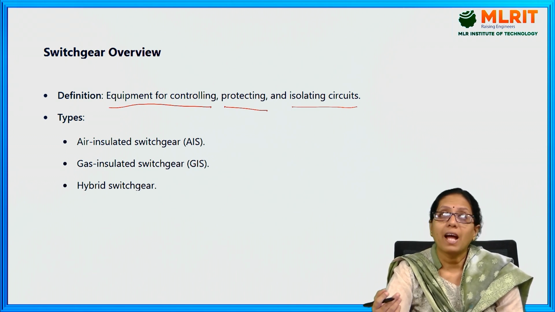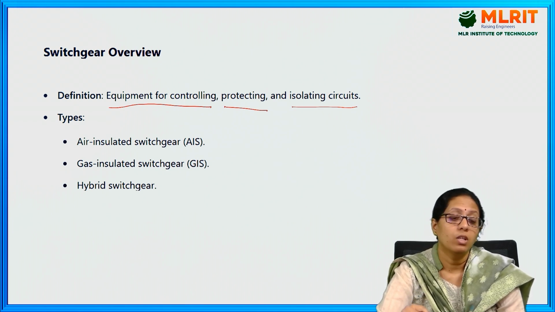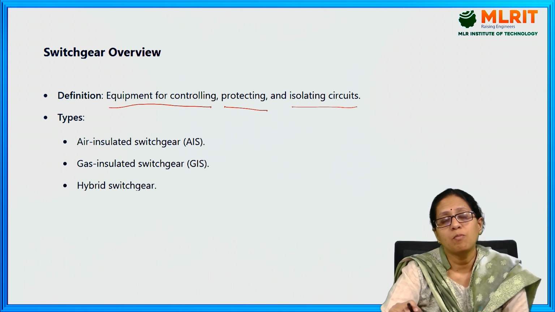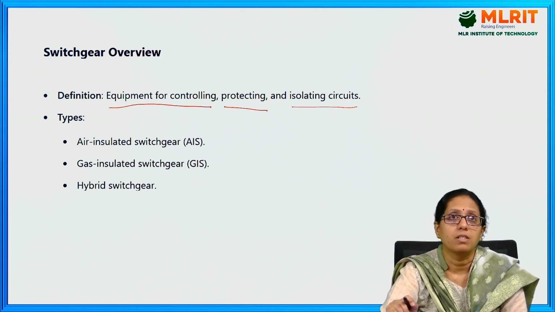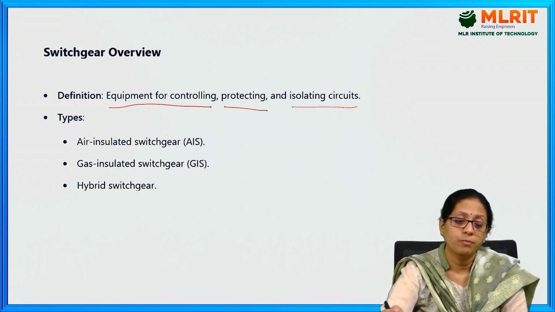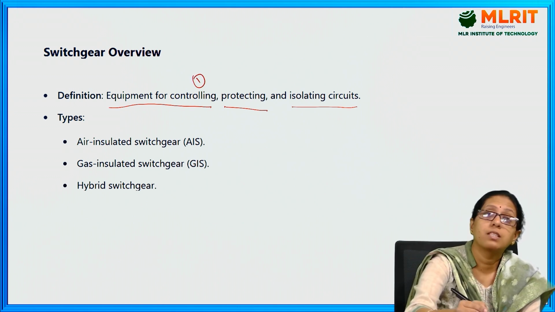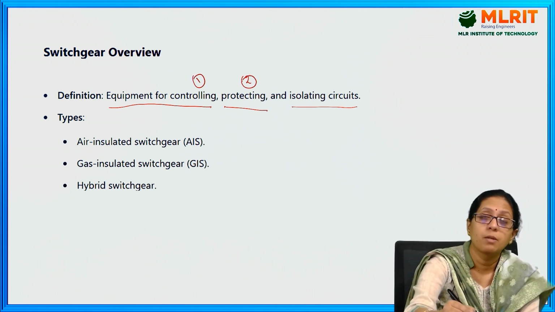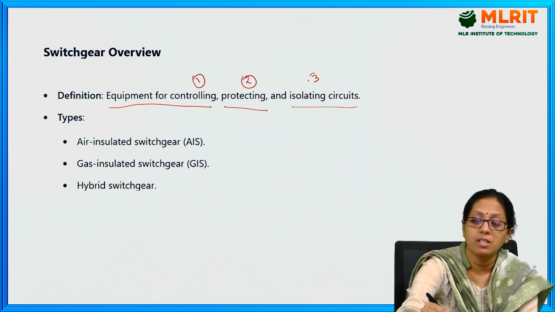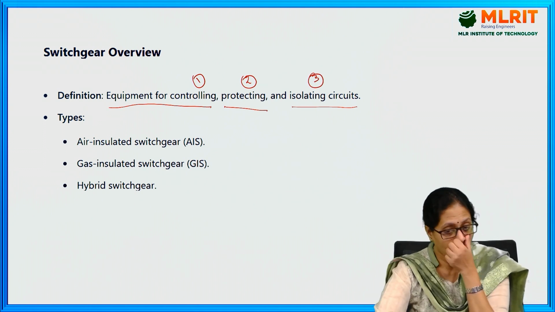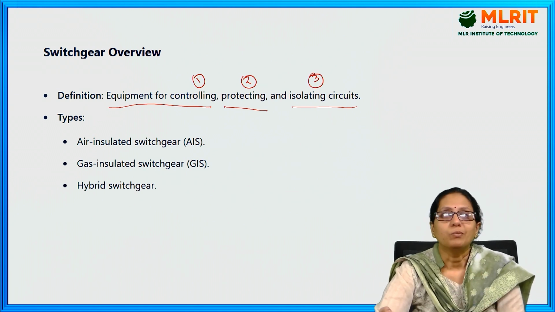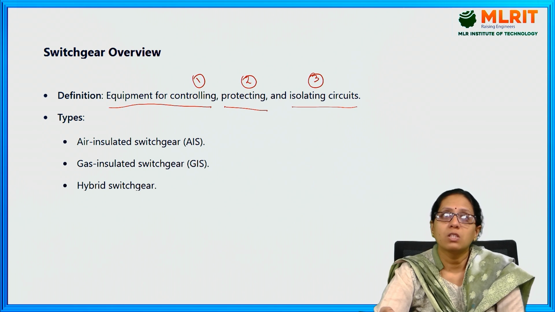So for isolation purposes, for protecting the main circuit or for controlling the circuit, we need different types of switchgear equipment. First thing is controlling, second is protecting the device, and the third one is isolating any kind of faults. So this is the purpose of a switchgear.